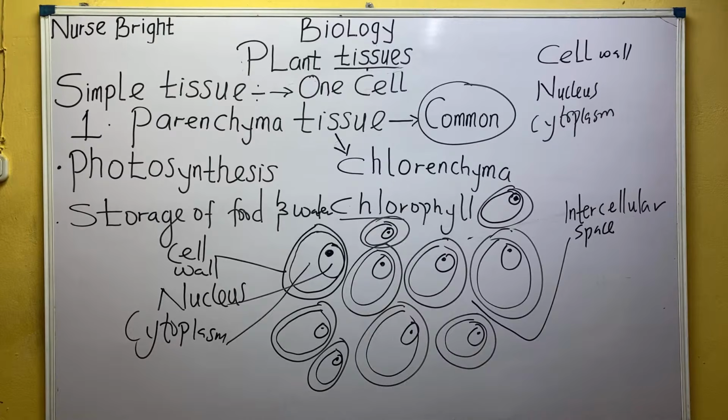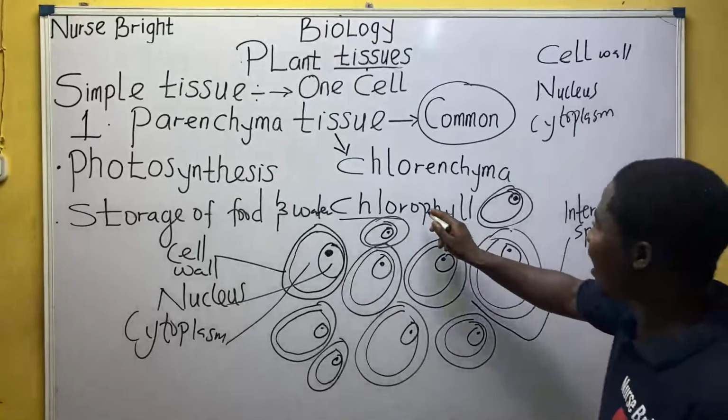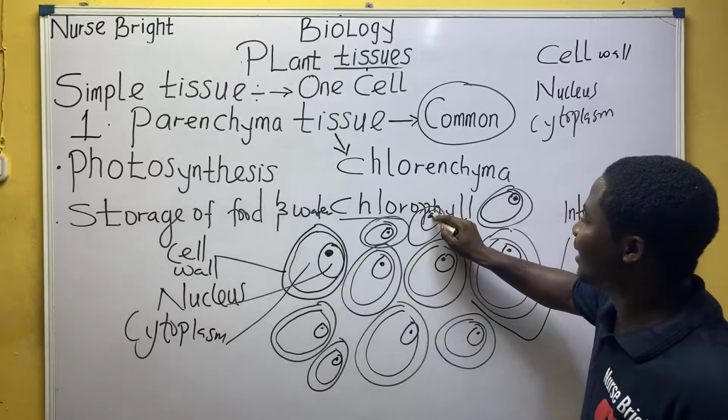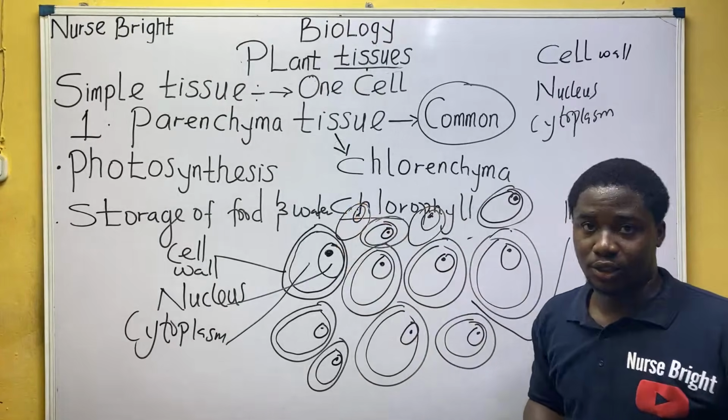So just note the way I drew the diagram of a parenchyma, it is like this. Each of those guys are the cells. They are the cells that come together. Do you understand my point? They are all the cells.